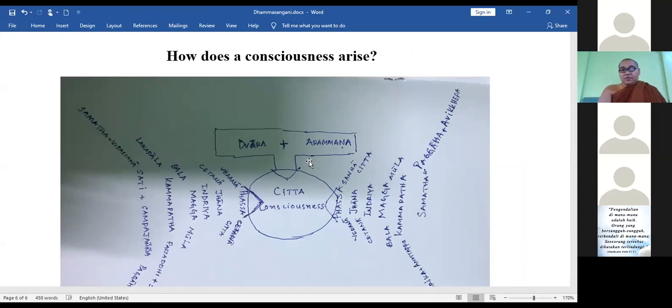Whenever these objects and sense doors come into contact, and also we pay attention to it, then what arises? There is a potentiality to arise either Kusala or Akusala. Okay? They are competing with one another. They are trying to dominate within our mind.